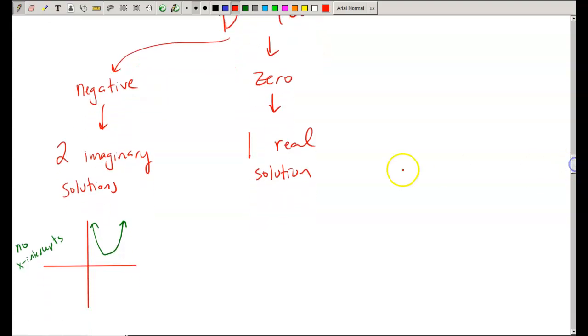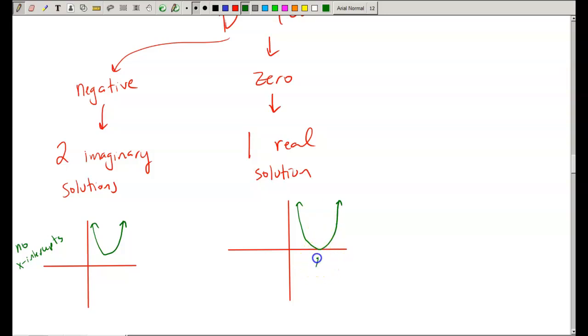And what that would look like if we were to graph it is this. So let's say I have a graph here. That means I would have a parabola, okay? A parabola with just one solution, or in this case, one x-intercept, would be a parabola that comes down, touches the x-axis in one spot, and then goes back up. Or it could be a variety of parabolas that do that.